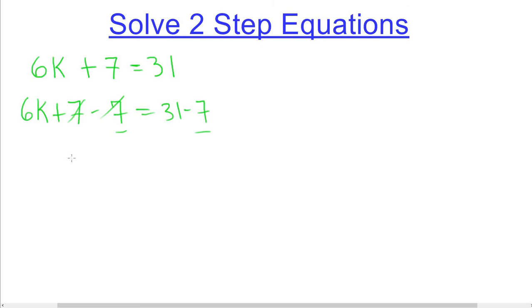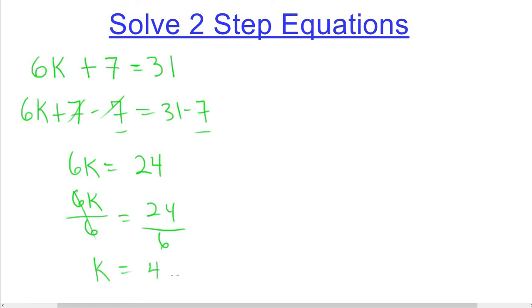These 7's cancel, so we have 6k equals 31 minus 7. Different signs we subtract. 31 minus 7, 24. We bring down the sign of the larger number, which is positive. And we can see that k is 4 because 6 times 4 is 24. But we need to show it. So we divide both sides by 6. 6k divided by 6 equals 24 divided by 6. These 6's cancel. K equals 24 divided by 6 is 4, just as we predicted.